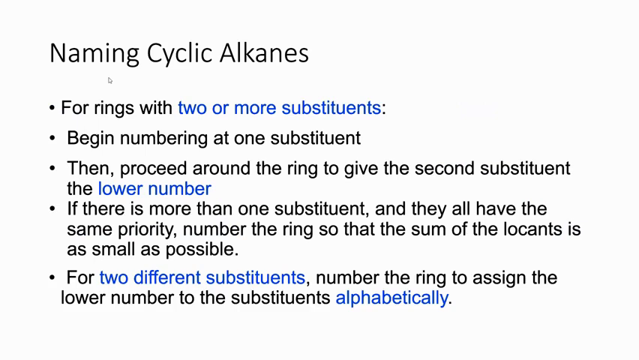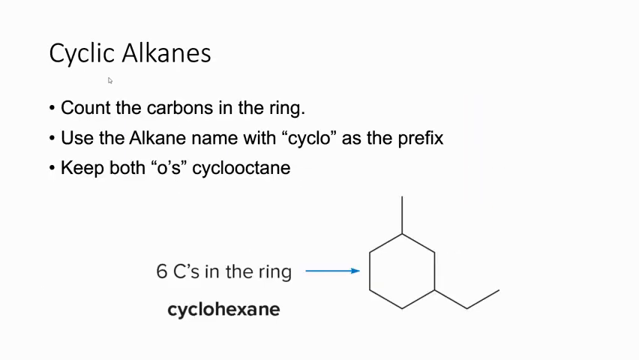Okay. If there's a ring with 2 or more substituents, you're going to begin, we talked about this, numbering at one substituent. Go around the ring to get the second substituent the lower number. So the other way we could have gone this way, 1, 2, 3, 4, 5. But can you see if I go this way, they're shorter. So I'm going to number so that they're both at a smaller number. I want to prioritize alphabetically what comes first.